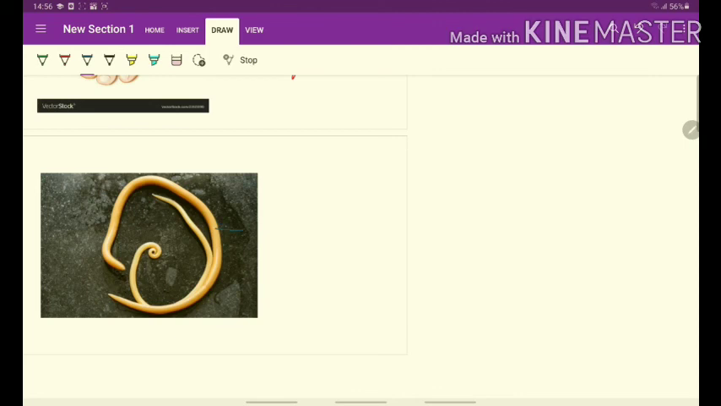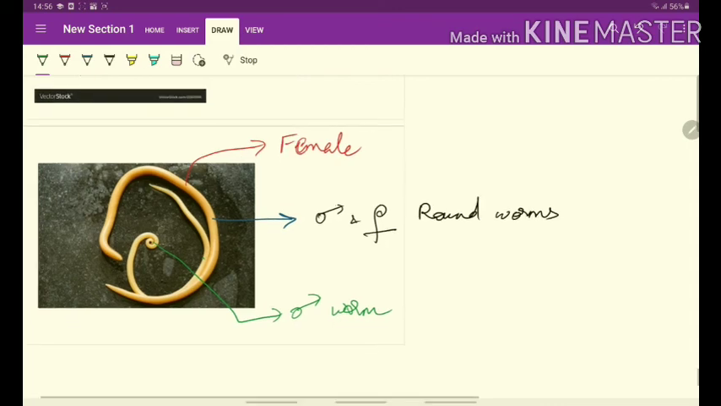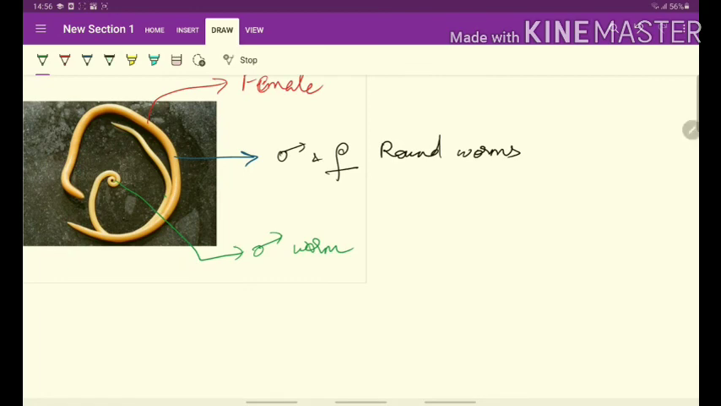As we have seen above, this again shows an image of the male and the female roundworms, that is Ascaris lumbricoides. The longer one is the female worm, which has a straight pointed tail, and the smaller one is the male worm, which has a curved end. These are all the important images in helminthology.